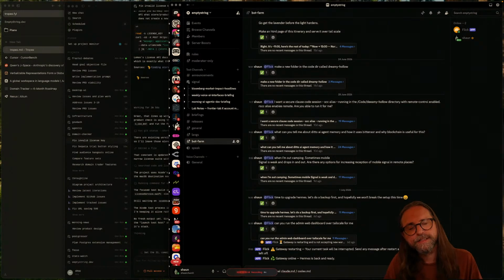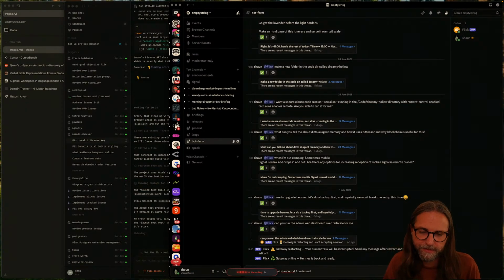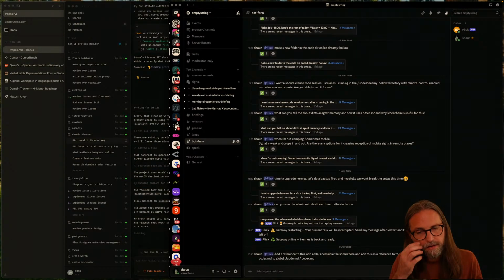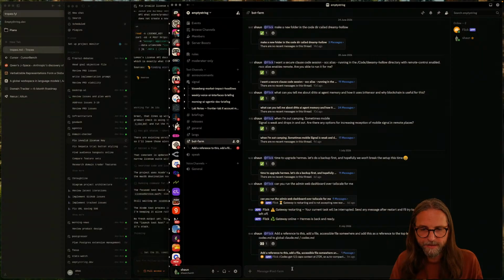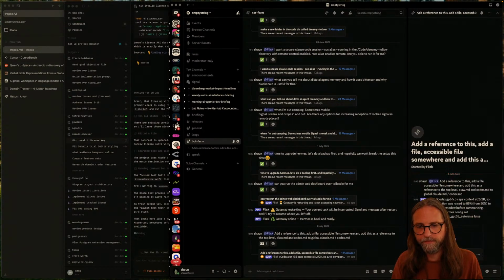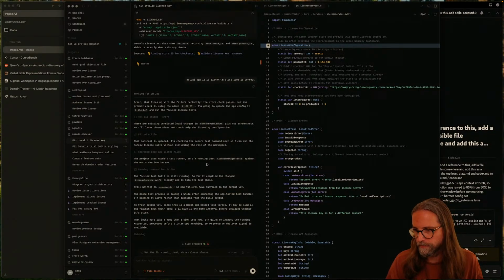Actually, add a reference to this, add a file, accessible file somewhere, and add this to the top level claude.md and codex.md. Oh, I didn't paste it in. There you go.